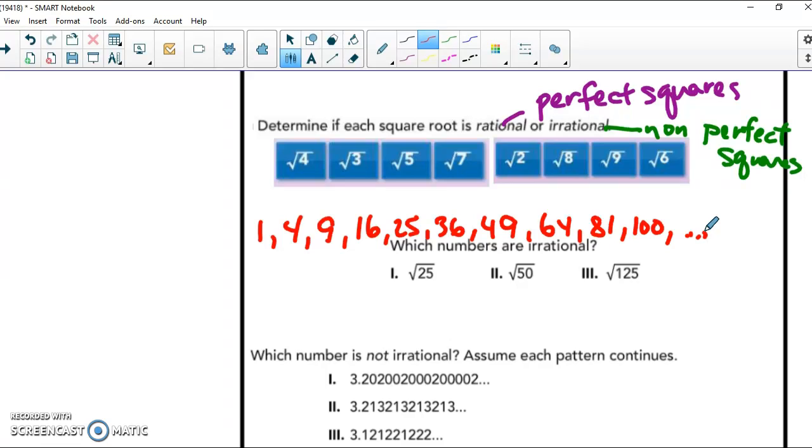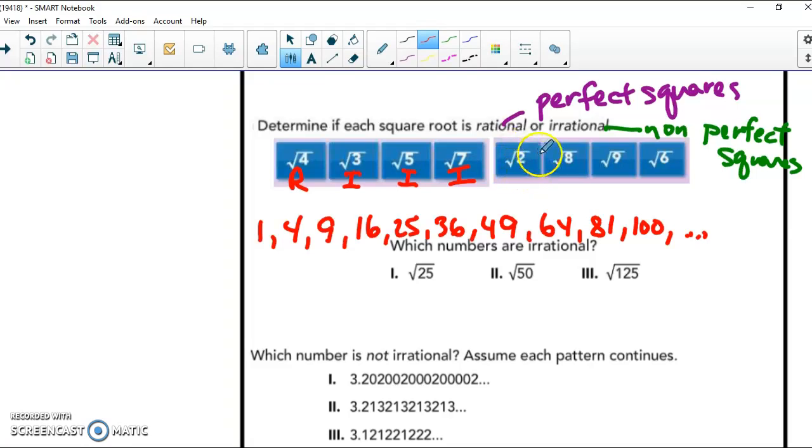You get the idea. So the square root of 4: 4 is a perfect square, so I'm going to get a whole number when I take the square root of 4, so it is rational. The square root of 3: 3 is not a perfect square, so its square root is going to be an irrational number. 5 is not a perfect square, so its square root will be irrational. 7, not a perfect square, so the square root of 7 will also be irrational.